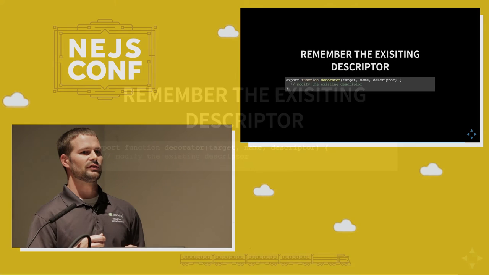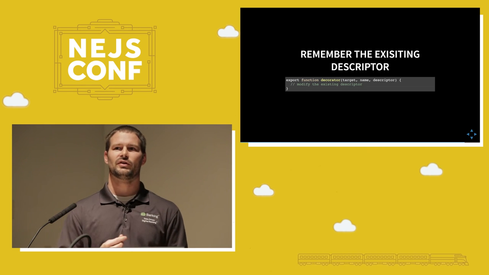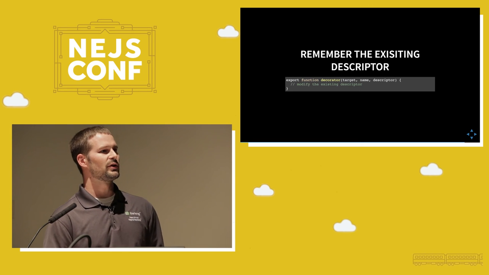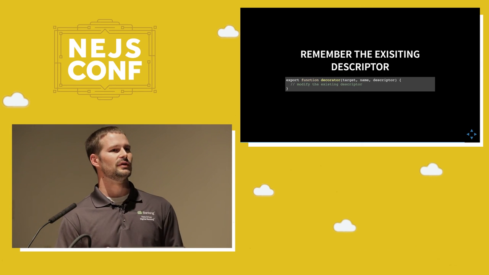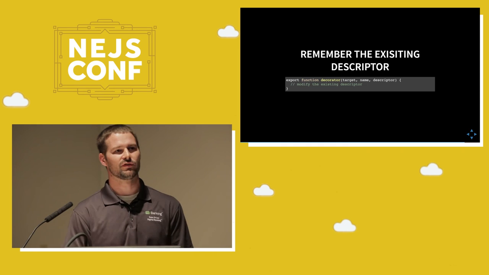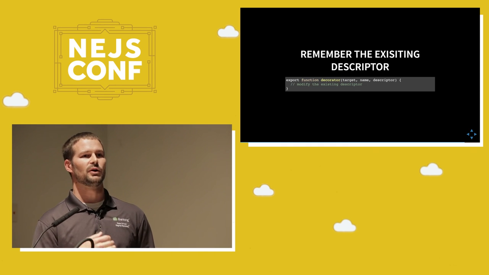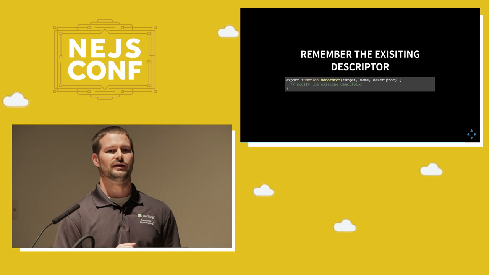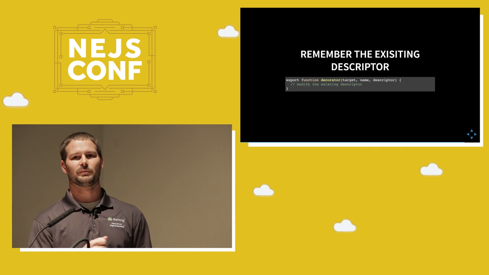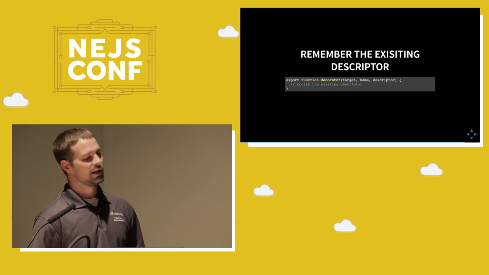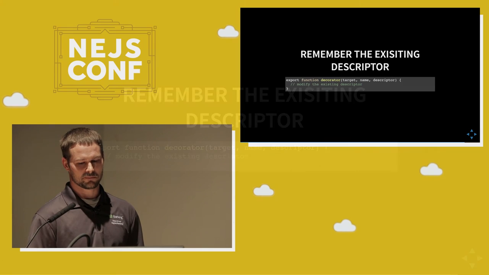Especially if you're using multiple decorators, if you decide that you're going to create your new descriptor or whatever, you need to either copy those parameters over or just modify the existing descriptor, because otherwise you're going to get weird behavior where something is no longer enumerated when you think it should be, or something's no longer allowed to be deleted, and that'll cause some big problems for you.